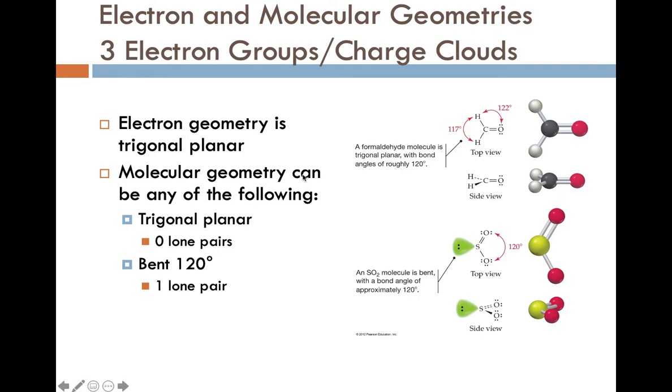That would be kind of the general shape. So 120 is the approximate angle, although usually this angle will end up being a little bit less, and we'll talk about why that is in a little bit as well.